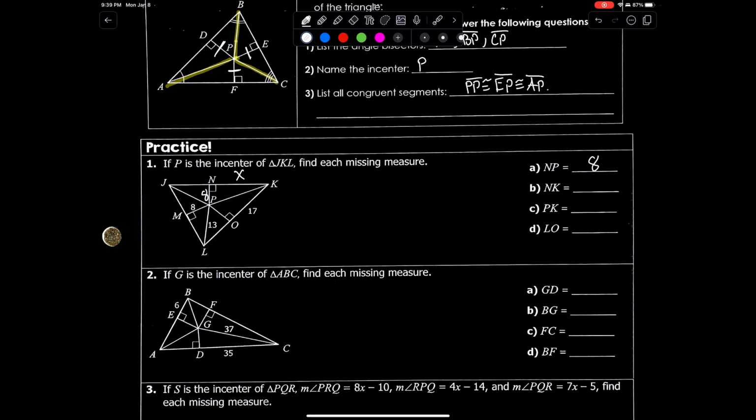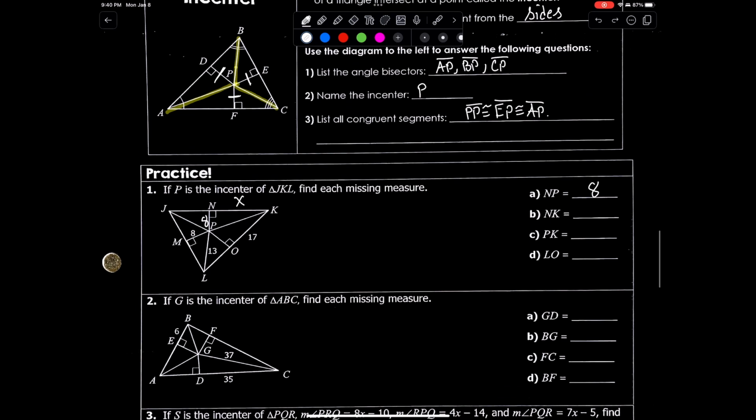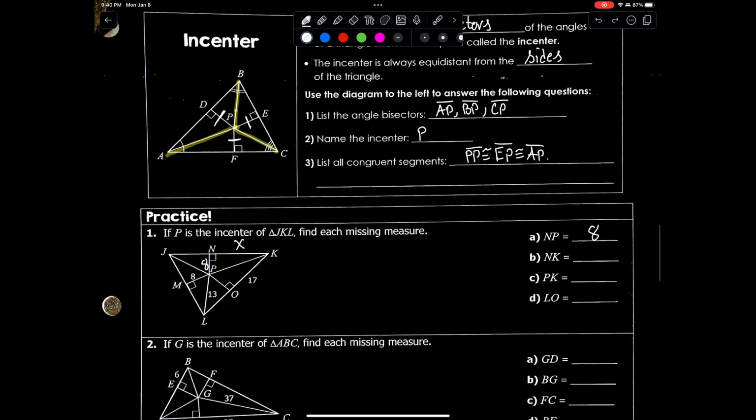We have a right triangle. It's right here. But we don't know the length PK. Well, you're right. But what we could do is go back from what we know about angle bisectors. Your angle bisector, right here, PK. If this is an angle bisector, which it is because we have an incenter, you can say that this length is actually equal to this length.